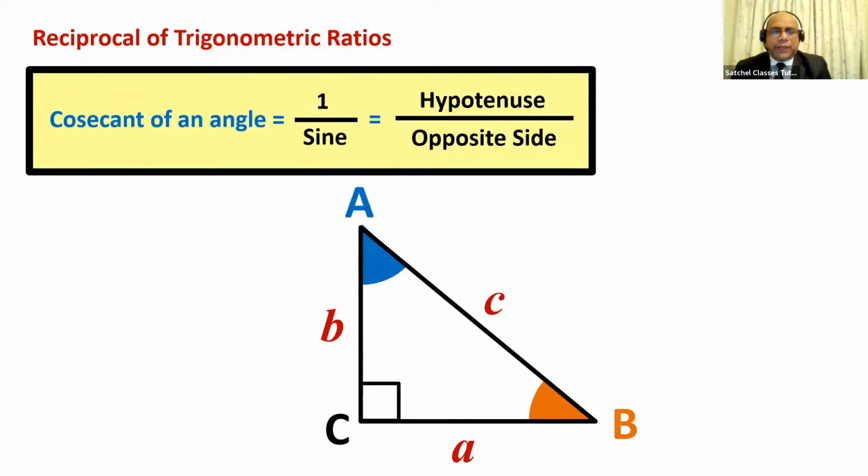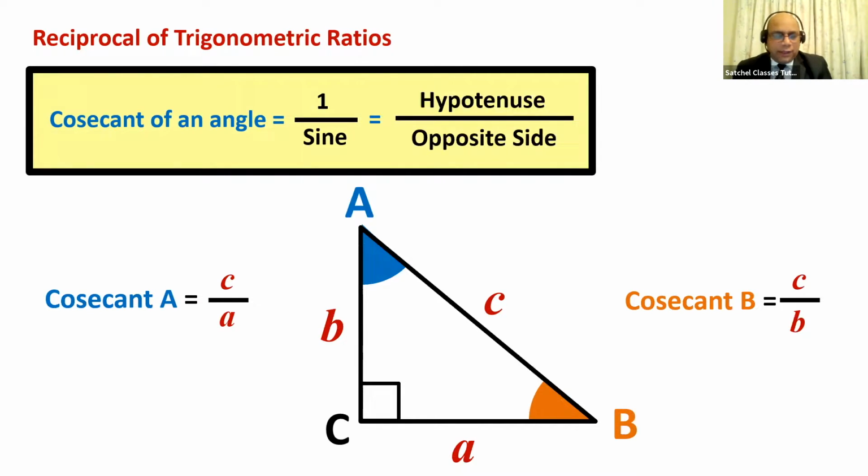For example, in this triangle, cosecant of A would be hypotenuse, which is C, over the opposite side, which is A. Similarly, cosecant of angle B would be hypotenuse, which is C, over the opposite side of angle B, which is B. Cosecant of any angle is also called cosec in short.